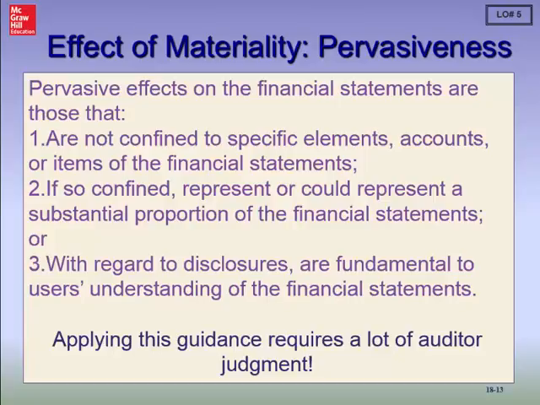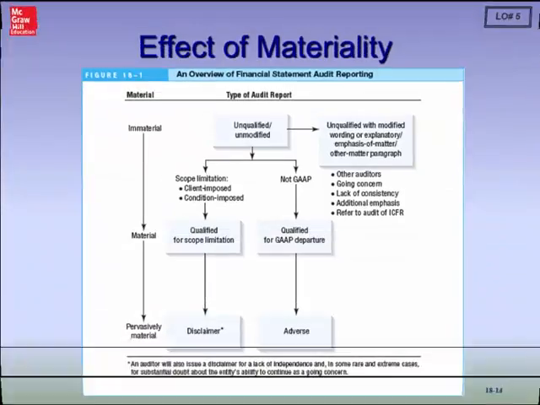The extent of what we're doing depends upon the pervasiveness of the issues. So we are reporting an unqualified report when the misstatements are immaterial. If they are material or if they're pervasive depends upon how these misstatements affect either a certain component of the balance sheet or the income statement, or if they're so pervasive that they essentially affect everything within the financial statements. And we'll get some examples of this as we go along.